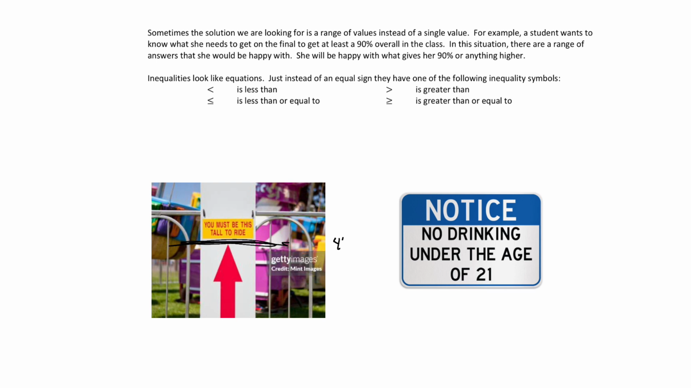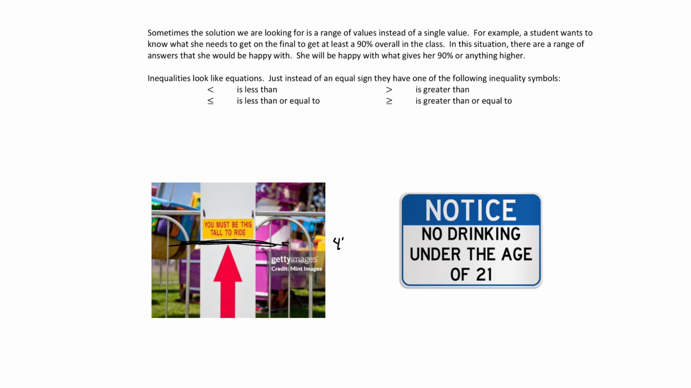So, no drinking under the age of 21. So 21 is your limit, and it's got to be everything above that, right? So the idea is there's more than one answer. So unequal kind of means not just one, but many.